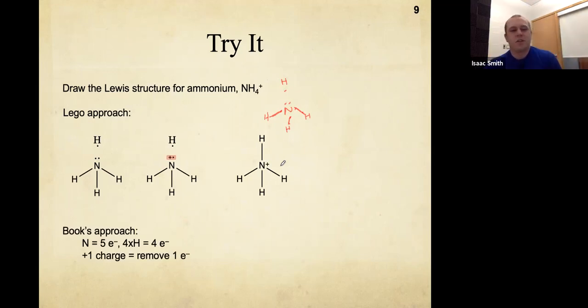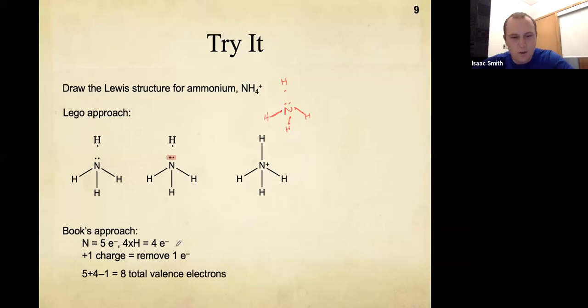The book's approach to doing this would be add up all the valence electrons, like before, right? So nitrogen gives you 5. Each hydrogen gives you 1 valence electron, times 4 would be 4. And since there's a positive charge, you remove 1 electron. So 5 plus 4 minus 1 would be 8 total valence electrons. And then you go ahead and draw your nitrogen, your hydrogens.